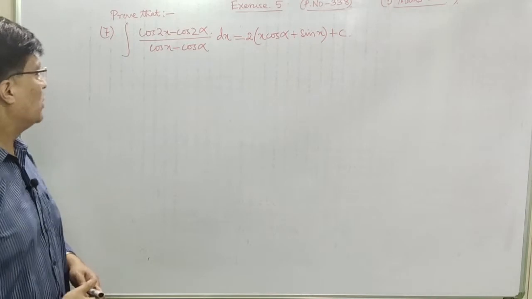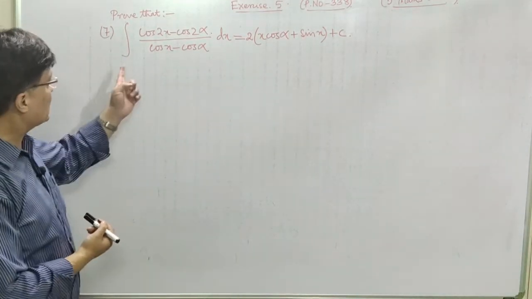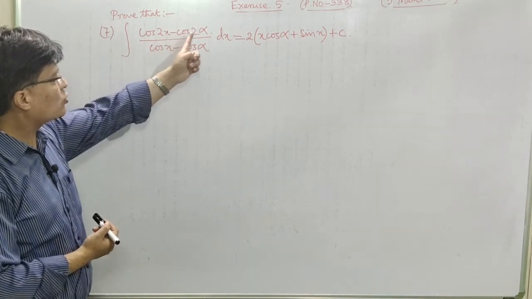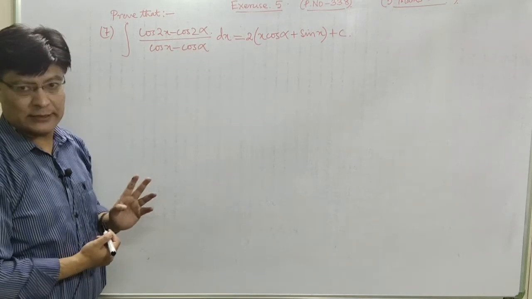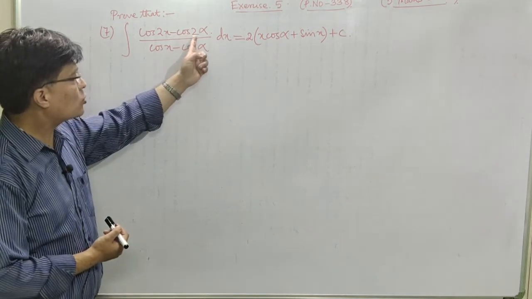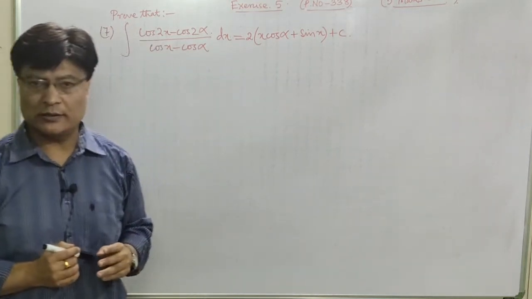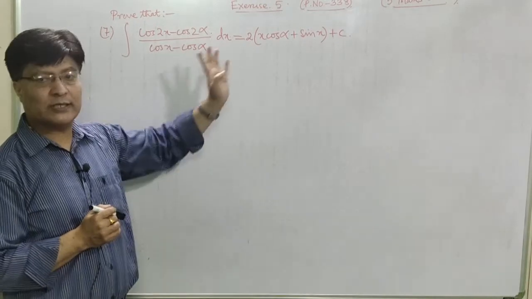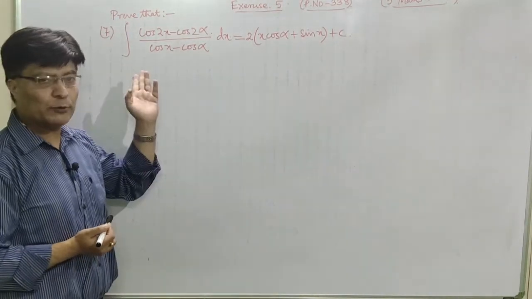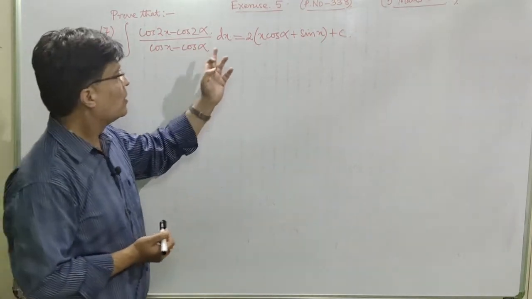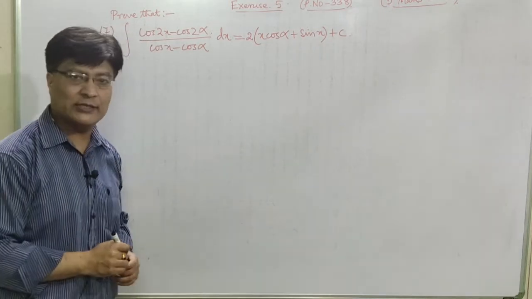So now we'll do the next question, that is question number 7. You have to prove that integration of cos 2x minus cos 2 alpha divided by cos x minus cos alpha dx. In this case, cos 2 alpha and cos alpha are free from x, so this is a constant. With respect to x is given dx, so x is the only variable but alpha is a constant. So you have to prove that this LHS is equal to 2 into within bracket x cos alpha plus sin x bracket close plus c. So let us prove it.